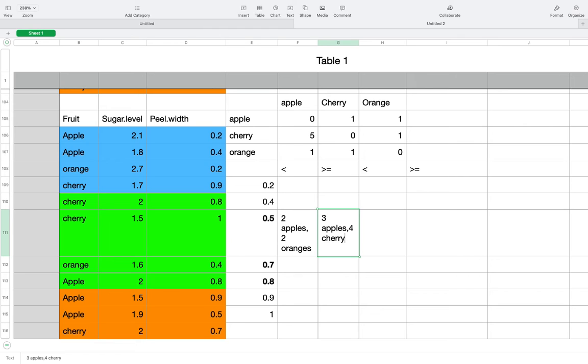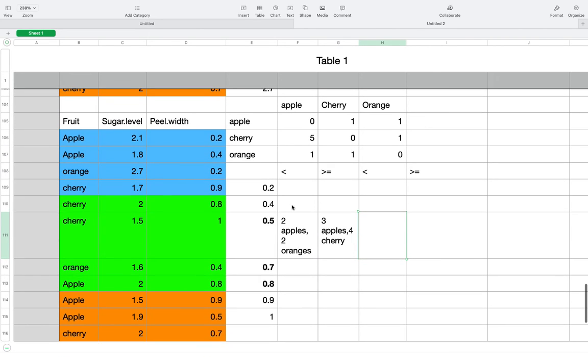Excellent. All right. So if the peel width is less than 0.5, it's an apple. If it's greater than or equal to 0.5, it's a cherry. Sweet. Let's do the math. All right, come to my loss matrix.